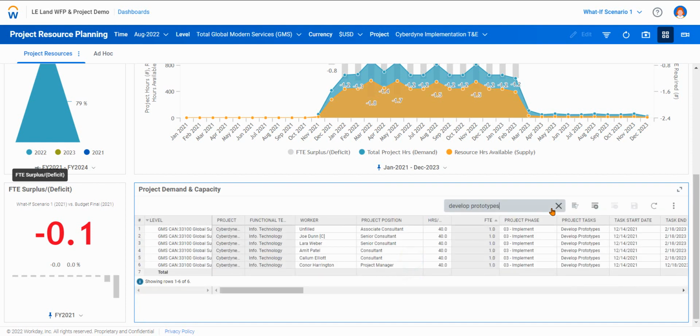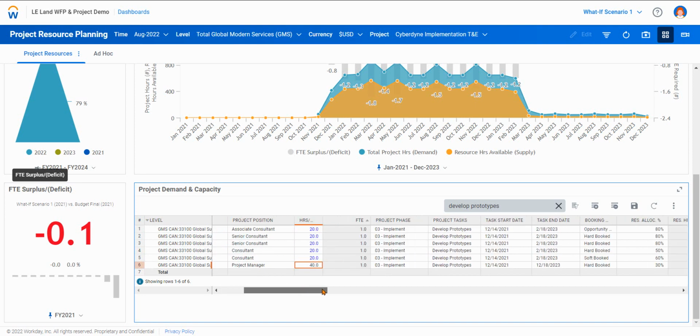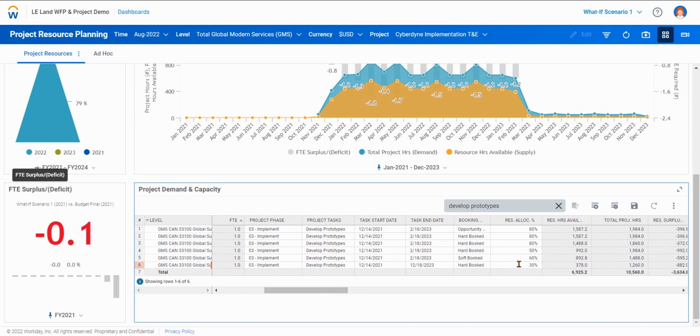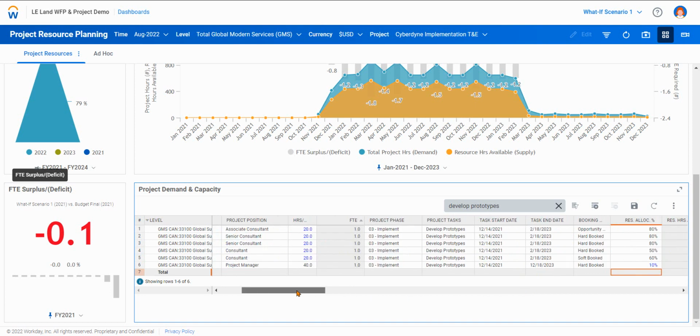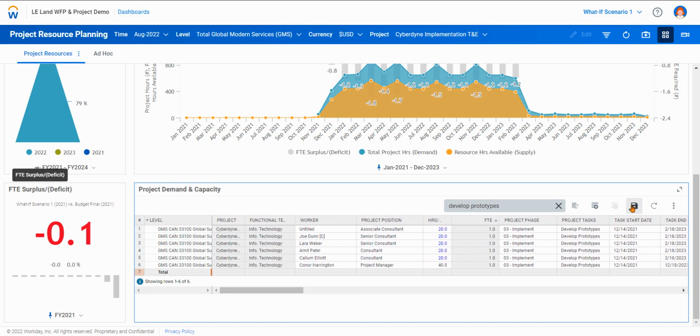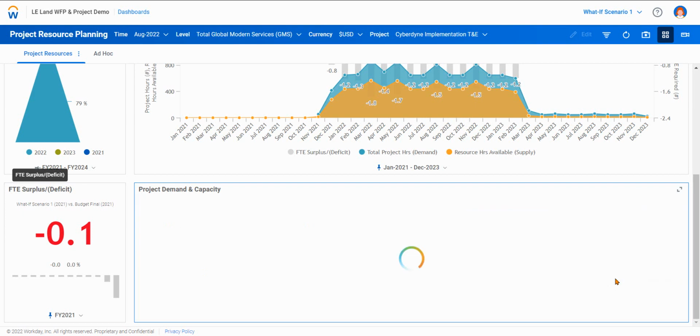Let's assume that all consultants associated with developing prototypes during the implementation phase of this project have been capped at 20 hours a week. Furthermore, the project manager, Connor Harrington, can only allocate 10% as opposed to 30% of his time to the project. We can immediately assess the impact of our plan changes.